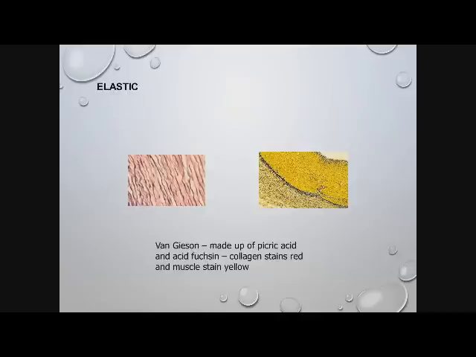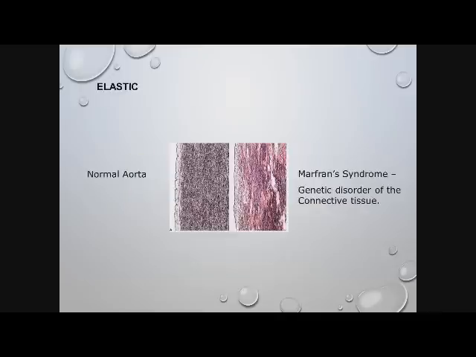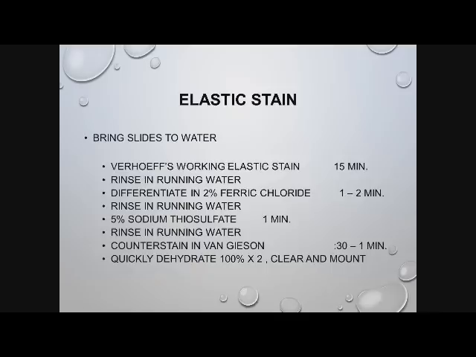All right, so here's a picture of some elastic fibers. Van Gieson being made up of picric acid and acid fuchsin, you're going to get your collagen stained with red and your muscle stained with yellow. And you can see those intense fibers, the elastic fibers. Here's an example of a genetic disorder of the connective tissue, and you can easily see the moth holes, the kind of rat-eaten areas in this Marfan syndrome, and all the nice elastic tissue on the left-hand side of the normal aorta. Here's just a procedure for elastic stain.